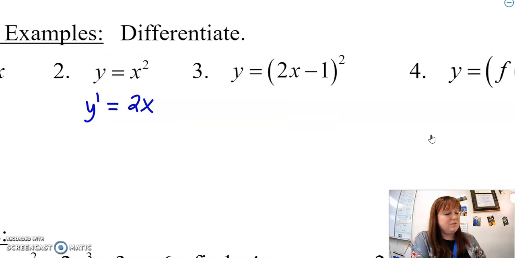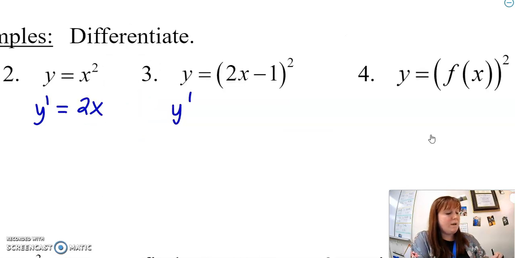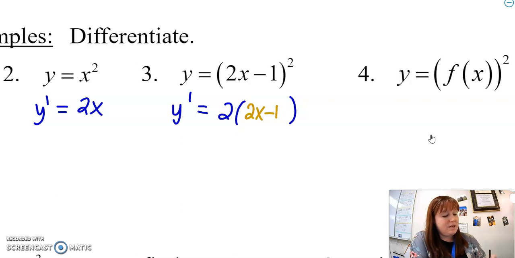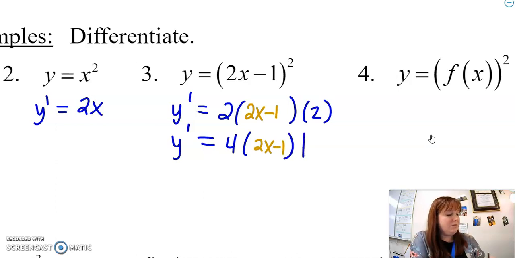Let's differentiate this one. y prime equals, now this is a chain rule. I know, so cheesy. All right, so I bring the 2 down, I eat the outside, and I leave the inside still intact. Then I eat the inside. So I end up with y prime being 4 times 2x minus 1. I could simplify that by distributing, but I don't have to.